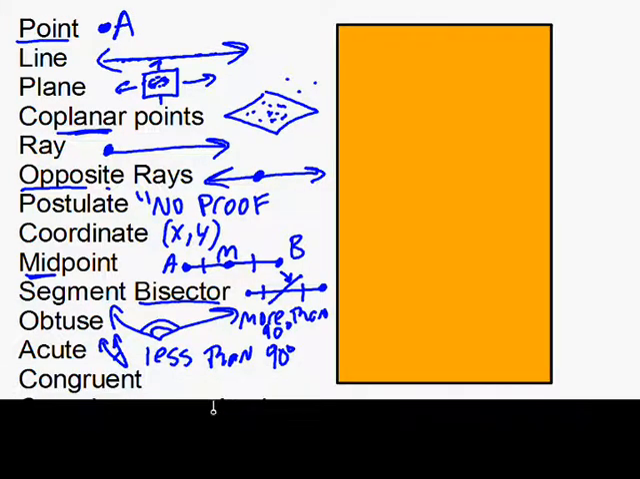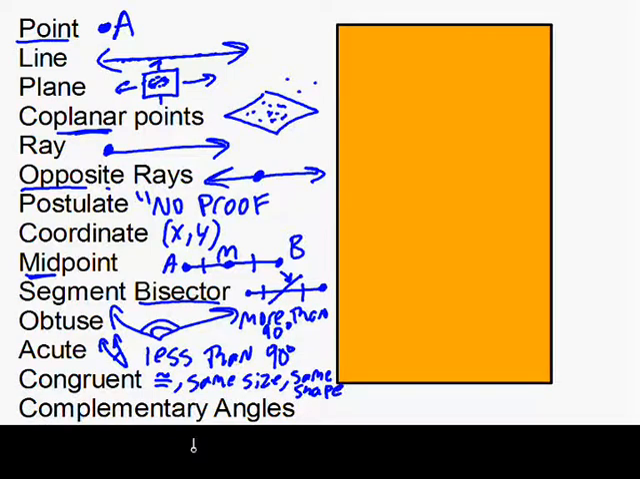Going to go quick. Congruent: if two things are the same size, same shape. Trying to keep this all small. Complementary angles are two angles that add up to 90 degrees. Two angles that we can say sum to 90 degrees.